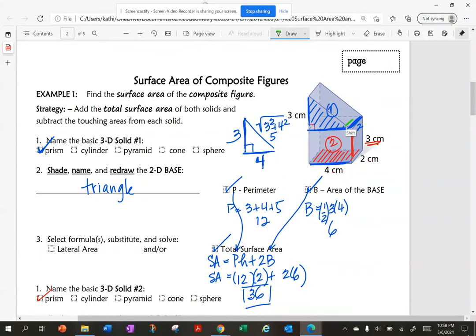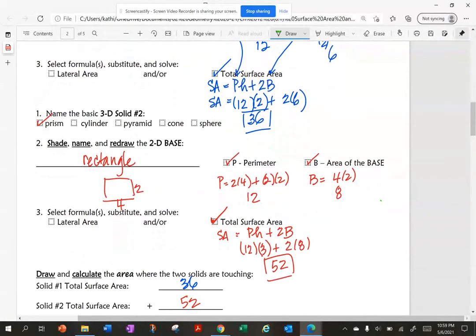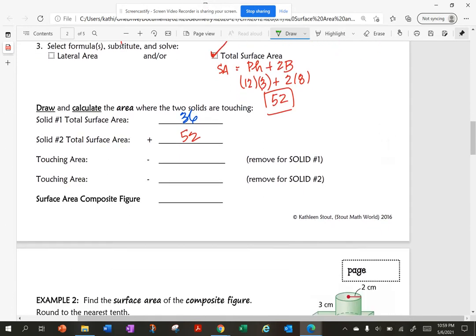So what's touching is going to be the top of this prism, or you could say it's the bottom of that prism. And that is another rectangle, right? So that rectangle is going to be 4 by 2. So this is the part that's touching. So I have 4 by 2.